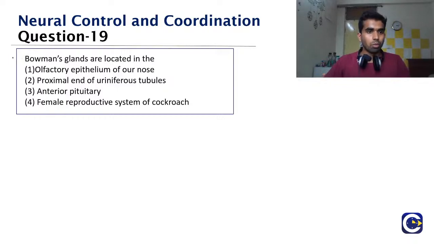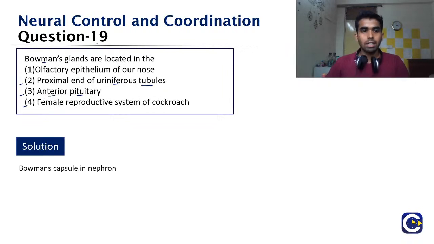Now coming to question number 19. Listen to this question very carefully, you may go wrong. Bowman's glands are located in: option 1, olfactory epithelium of our nose; option 2, proximal end of uriniferous tubules; option C, anterior pituitary; and option D, female reproductive system of the cockroach. Here I am talking about Bowman's gland, so do not confuse it with Bowman's corpuscle. So yes, Trisha, you are saying that the correct answer is option A, that is olfactory epithelium.